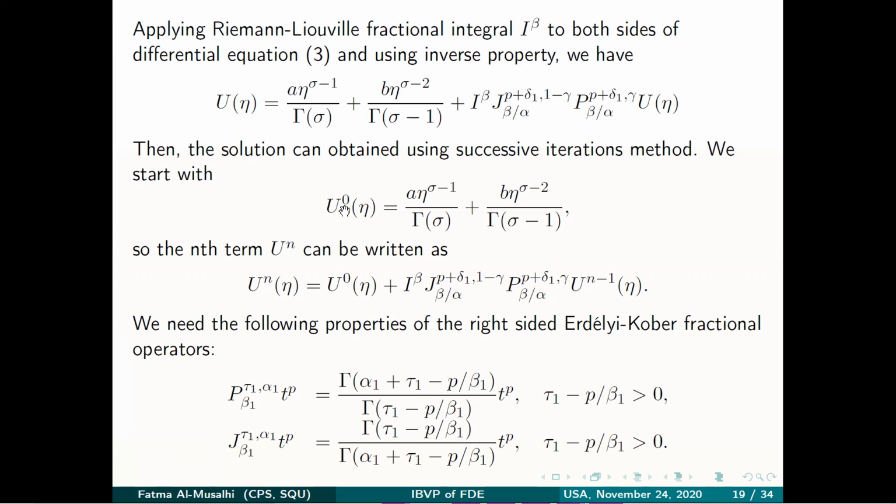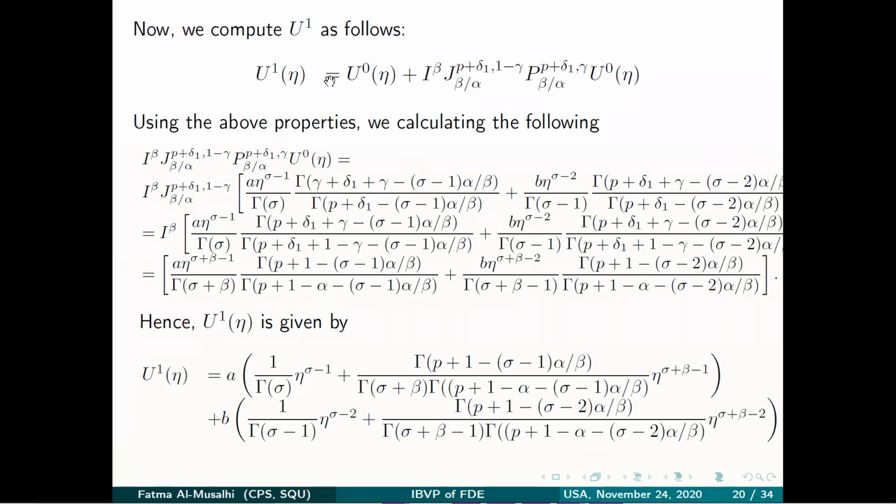So we start with u0. u0 is given by the first terms, and they are power functions. And u_n, the nth term, can be written in this form. Now we need to use the following properties. So we need the Erdélyi-Kober fractional operators of power functions. And we start our calculation by finding u1, which is written in terms of u0, as we see here.